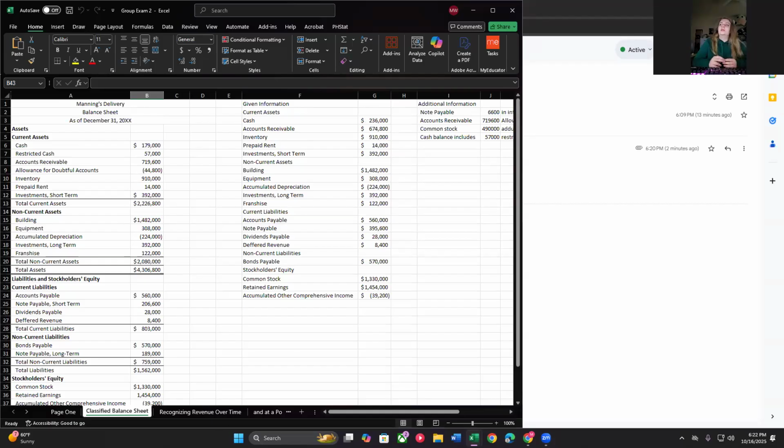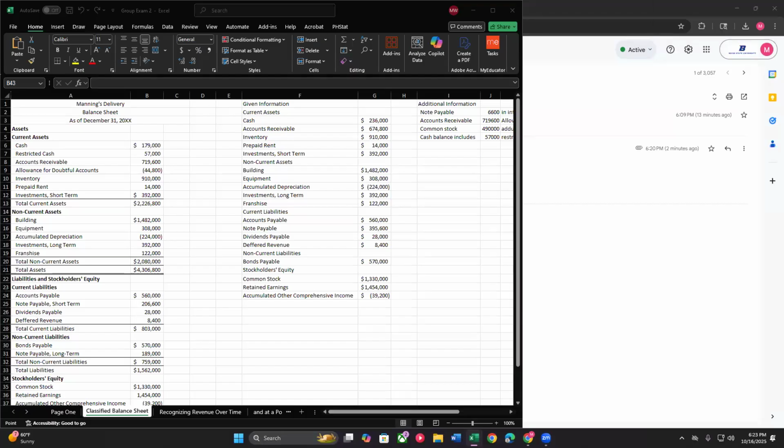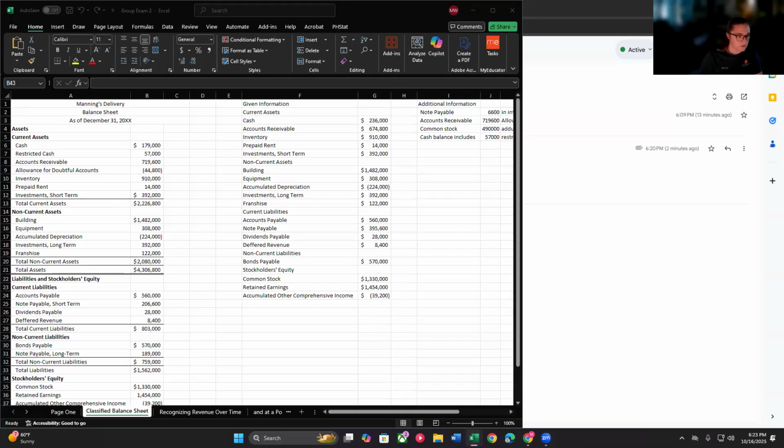2,226,800. Okay, for my current assets, I have 1,834,800. Oh my God, sorry. 1,834,800 for my current assets. My current assets match what's on the screen. 2,200,000, whatever. That's what I have. Yeah, that's what I have too.